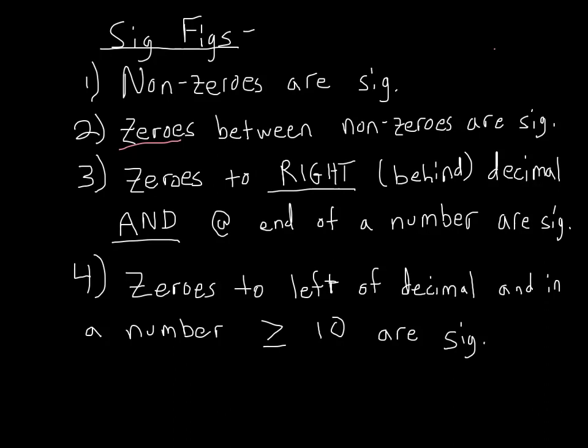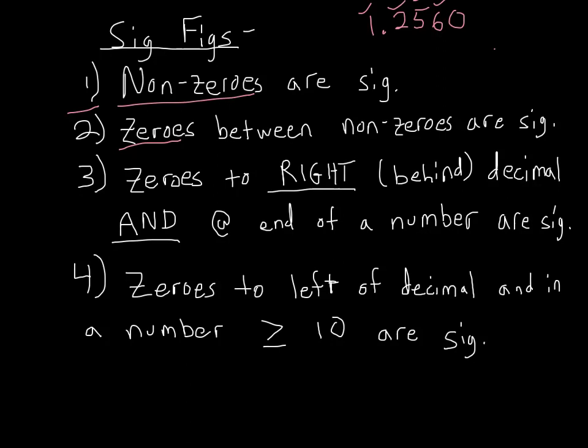Okay. If I have zeros that are to the right, also the way I think of it is behind a decimal place, and they occur at the end of a number, then they're significant. What that means, let's say I have a number like 1.2560. Well, I look at these numbers. I know 1 is significant, 2 is significant, 5 is significant, 6 is significant, because they're all non-zeros. So according to this first rule, I have 4 sig figs.